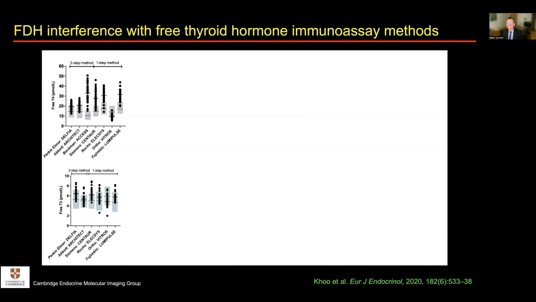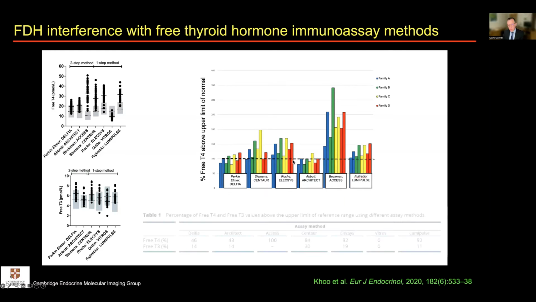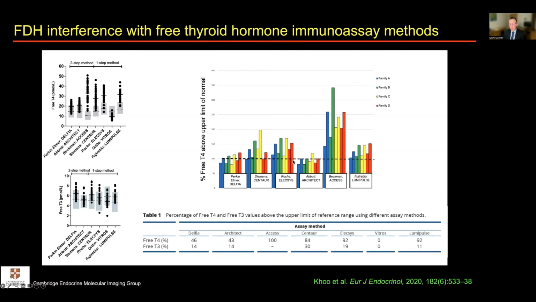And again, we reported a few years ago now how very many of the assays which are commercially available, indeed not just 1-step, but actually rather frustratingly a number of 2-step assays, were subject to interference in families with genetically proven FDH, with varying degrees of interference, even among family members from the same kindreds. And some of the assays were really very prone to give abnormal results, whereas others would sometimes return normal results.